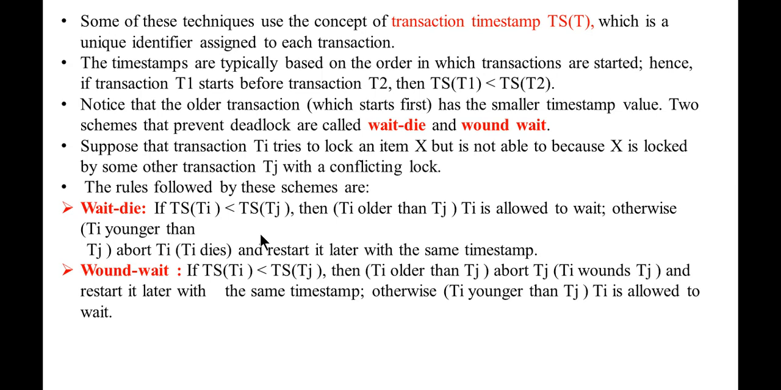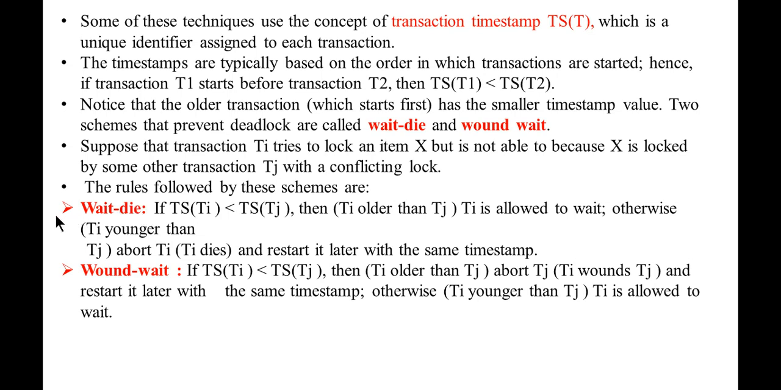So very simply, if the requesting transaction is older, it is allowed to wait until the item is available. If the requesting transaction is younger, then it is allowed to die. That's why the name is wait-die. The name is given related to the requesting transaction. So if the requesting transaction is older, allowed to wait. If the requesting transaction is younger, allowed to die. Wait, die.